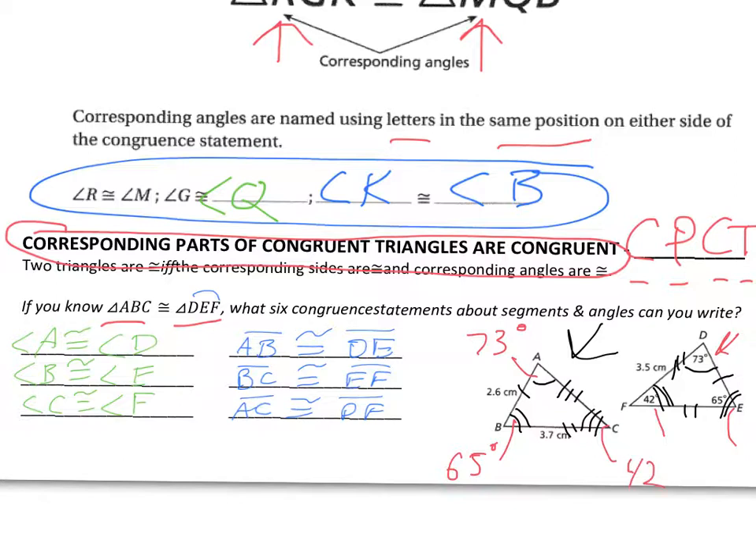And then we can see that segment DF is 3.5. Well, it's congruent to AC, so AC is 3.5. BC is congruent to FE. BC is 3.7, so FE is 3.7. And then the last one would be 2.6. These two segments are congruent. So that's how we're able to use corresponding parts of congruent triangles are congruent.